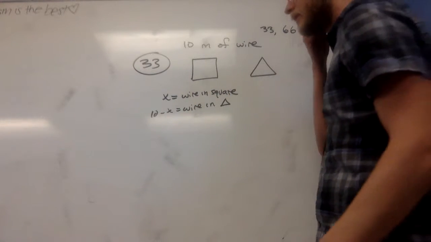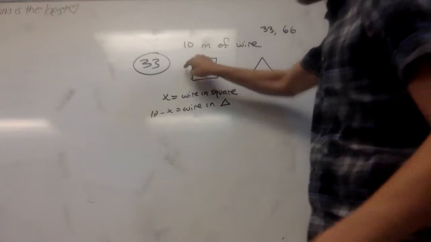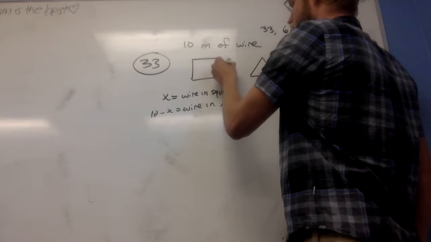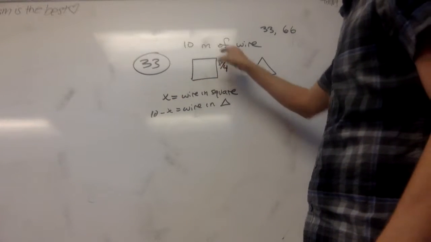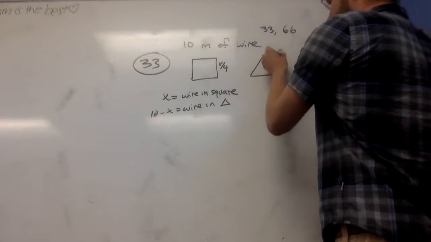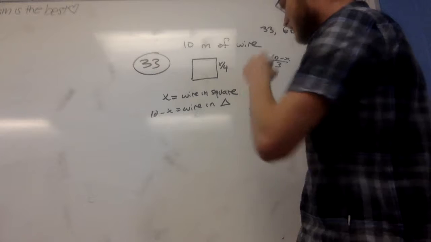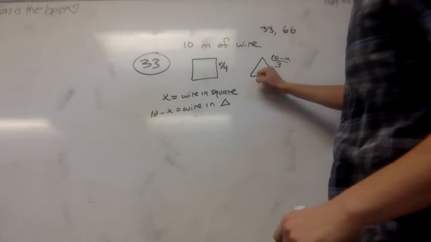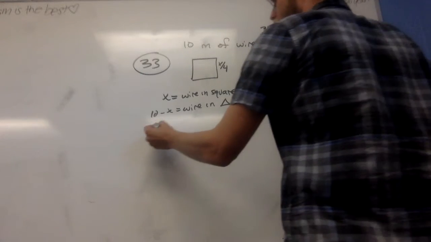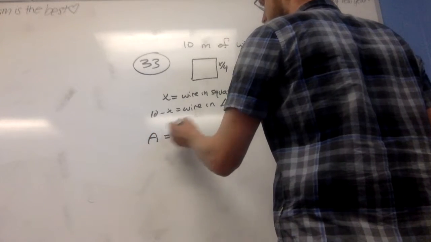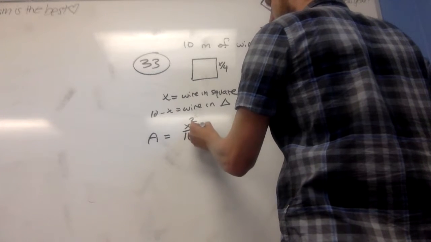If we do some calculations here, each side of the square would have a length of x over 4, because we have total length x for the wire in the square and 4 equal sides, and in the equilateral triangle, 10 minus x over 3. Now we need formulas for the areas of these two objects because we're going to try to maximize or minimize the area. The area of a square is just that number squared, so the area of the square is x squared over 16.